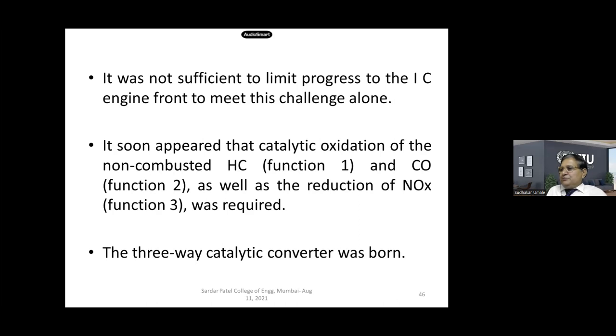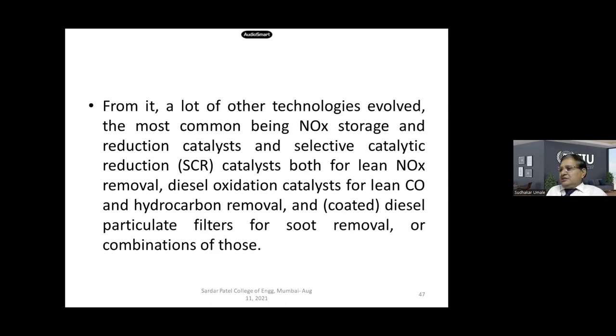It was not sufficient to limit progress to the ICE engine front to meet the challenges alone. It soon appeared that catalytic oxidation of the uncombusted hydrocarbons was the first function, carbon monoxide oxidation the second, and reduction of NOx the third function required. The three-way catalytic converter was born for these reasons. Lots of other technologies evolved, the most common being NOx storage and reduction catalyst and selective catalytic reduction catalyst, both for lean NOx removal, diesel oxidation catalyst for lean carbon monoxide and hydrocarbon removal, and coated diesel particulate filters for soot removal, or combinations of these.